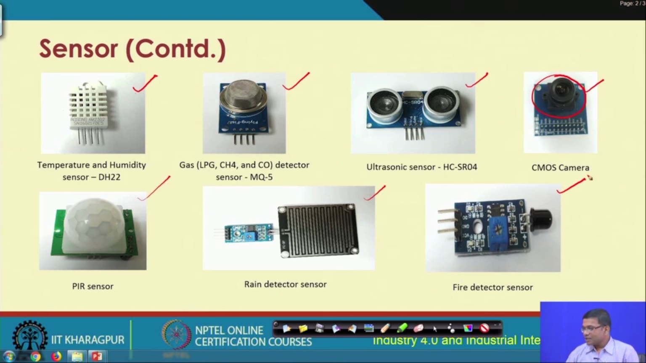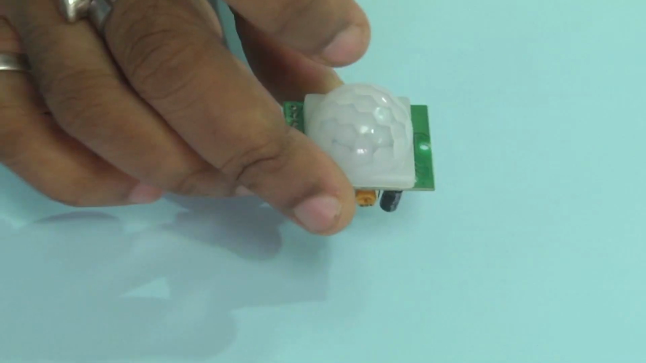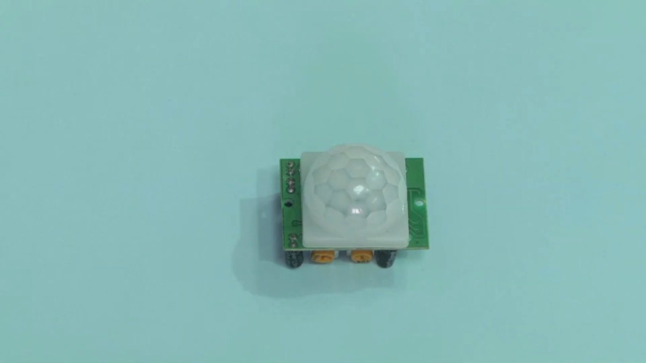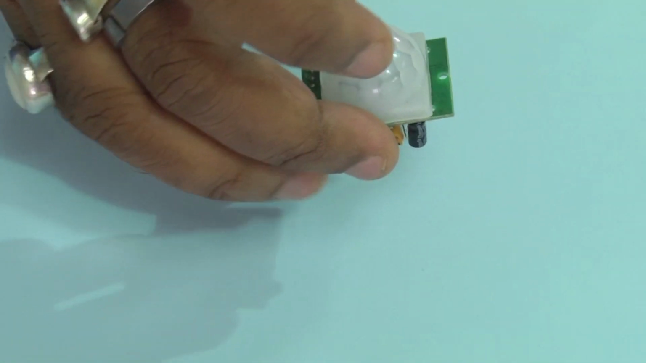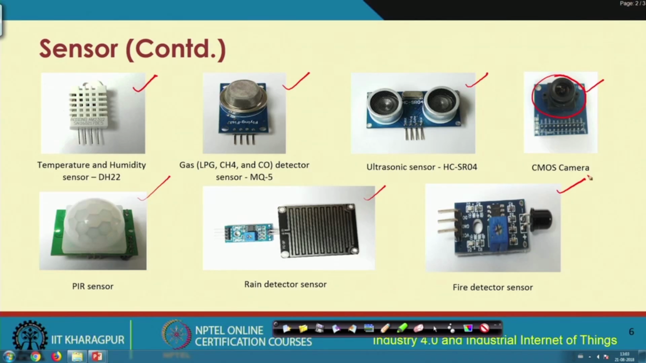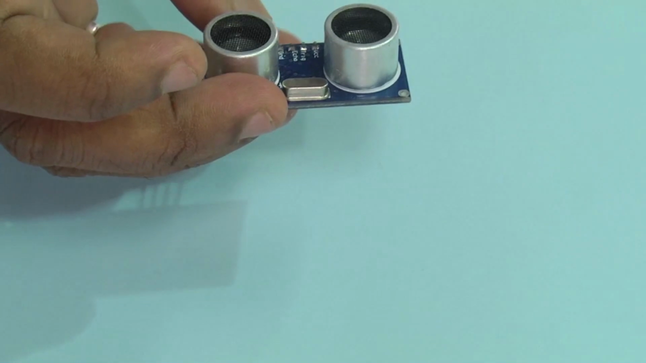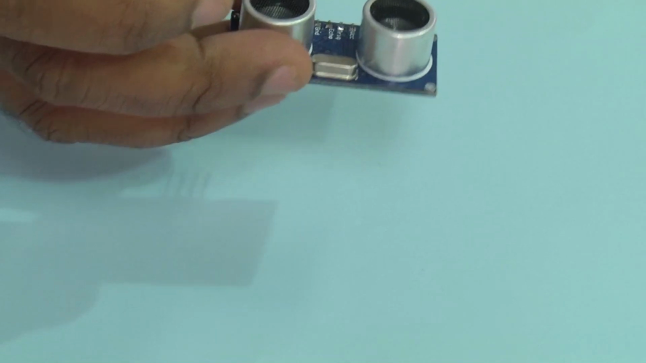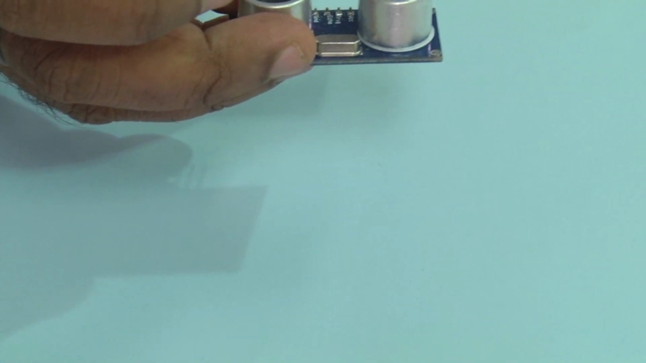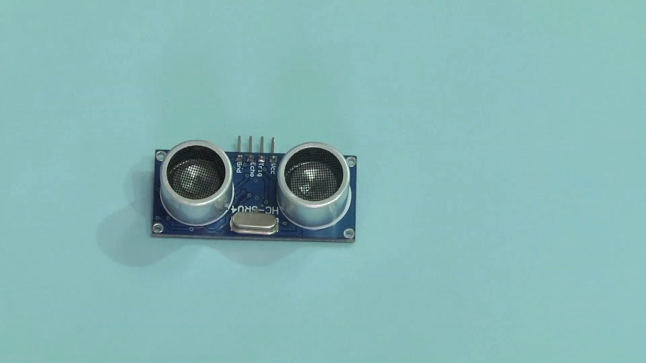Now, let me see if I can show you some of these different sensors. So, this is a PIR sensor. Okay, this is a PIR sensor, and this is an ultrasonic sensor. This ultrasonic sensor can help you to detect how far a particular object is. So, this sensor can help you in that. Obstacles can be detected with the help of this sensor.